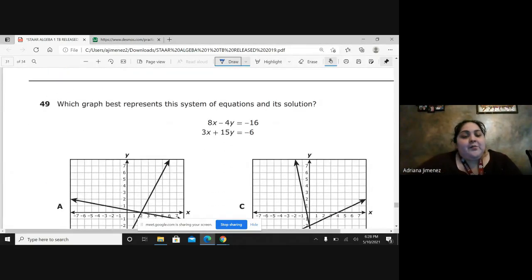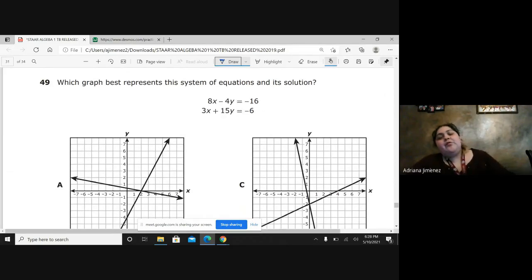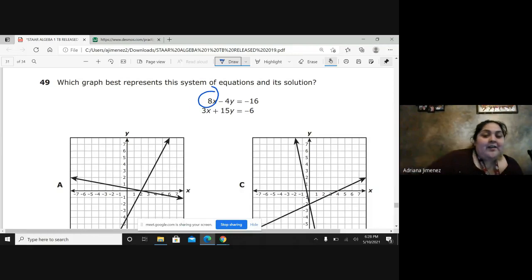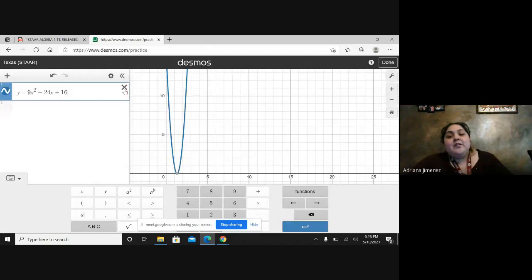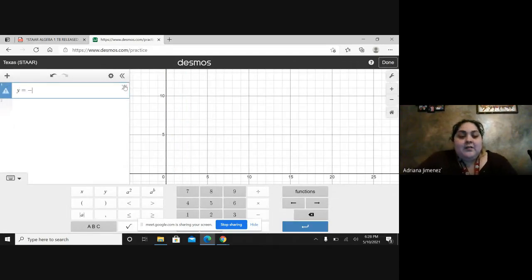We got this one. It says which graph best represents the system of equations and its solution. Okay, so we already know that we tried it the other time and it didn't let us type in the way it looks. So what I want to do is just get this solved for y. The first thing I'm going to do is move the 8x, and it's going to become negative. And then I'm going to divide it by the number in front of it, which is negative 4. So my equation is y equals negative 16 minus 8x.